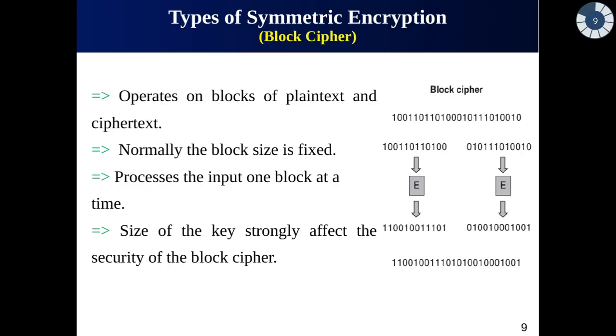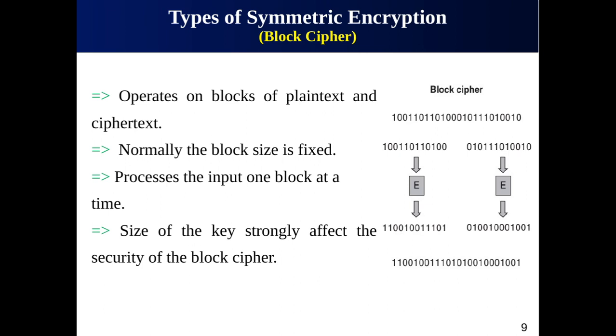There are two types of symmetric encryption. One is known as block cipher and the second one is known as stream cipher. Let us see what is a block cipher. Block cipher, as the name indicates, operates on a block of plain text and a block of ciphertext. Normally the block size is fixed, and the block of ciphertext produced by a block cipher is usually the same length as the plain text block. It processes the input one block at a time and produces output one block at a time. For each input block, it will produce an output block. The concept is like that.